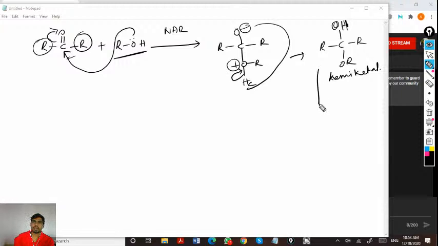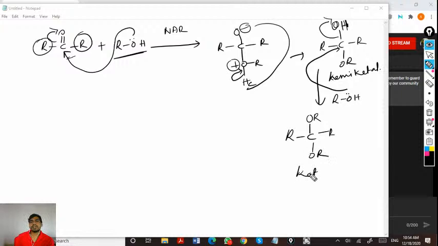So if it is 1 mole, another mole of alcohol is attached onto the same system. Okay. So OH will be leaving. It's going to become OR, OR. Okay. So this is called ketal. So addition of two alcohol molecules to the ketone will result in a ketal. If it is one alcohol molecule addition to the ketone, it is a hemiketal.